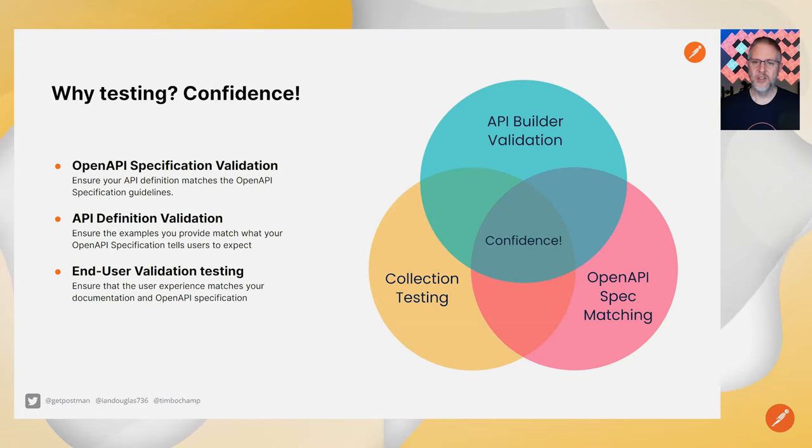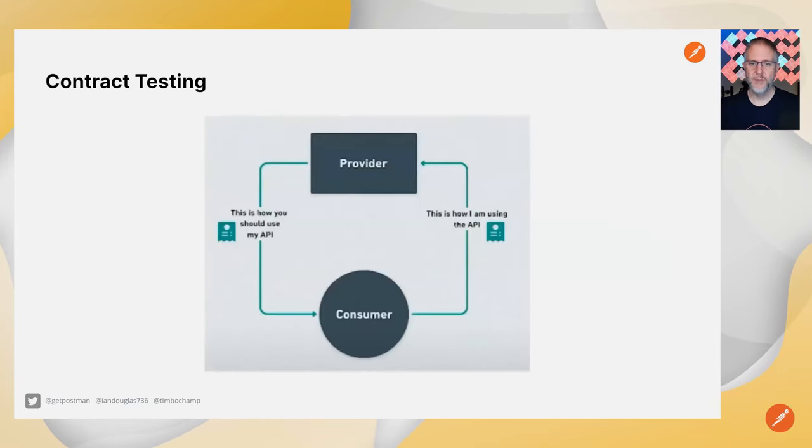And finally, we're going to take a look at the consumer side, as we've mentioned, to make sure that the end user is actually getting what we expect. By looking at it from three different perspectives, three different angles, we're going to have the utmost confidence that what we talk about as an API contract is actually what we want our user experience to be.